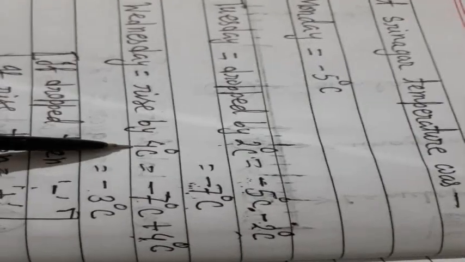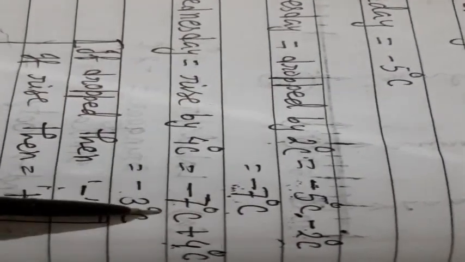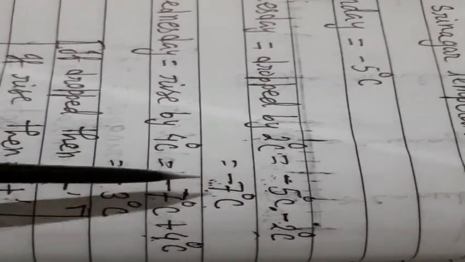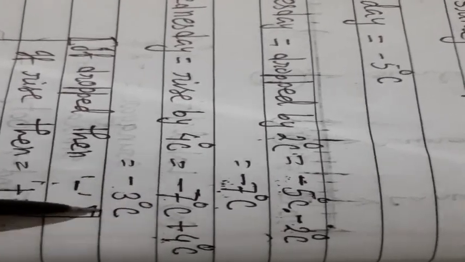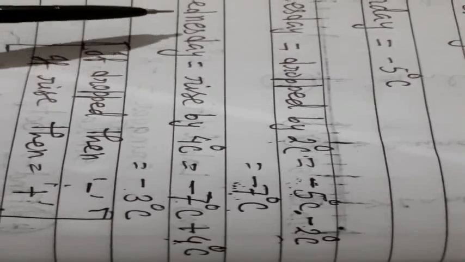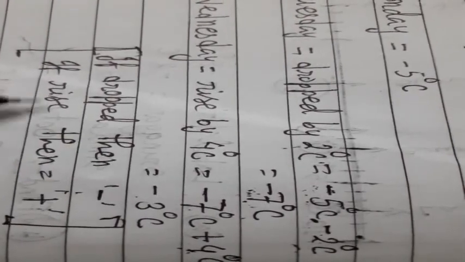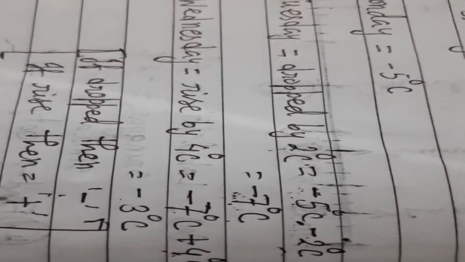Okay. Now again, on Wednesday the temperature rises by 4 degrees Celsius. Wednesday rise means it is plus. Tuesday minus 7 and Wednesday rise 4 degrees Celsius. Therefore, this is plus and this is minus. Minus 7 plus 4 becomes minus 3 degrees Celsius. That means Wednesday's temperature is minus 3 degrees Celsius. Temperature drop means minus and temperature rise means plus. Okay.